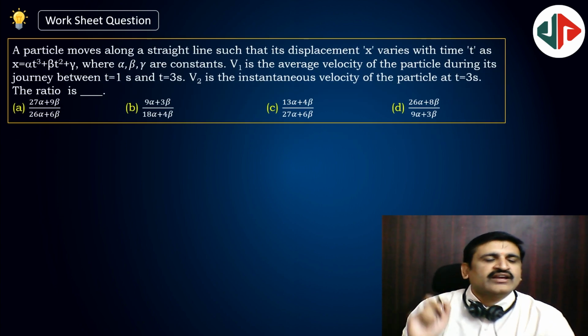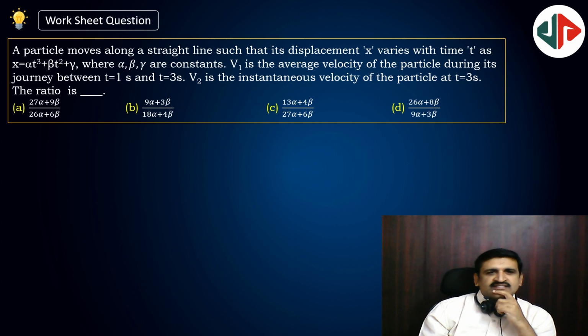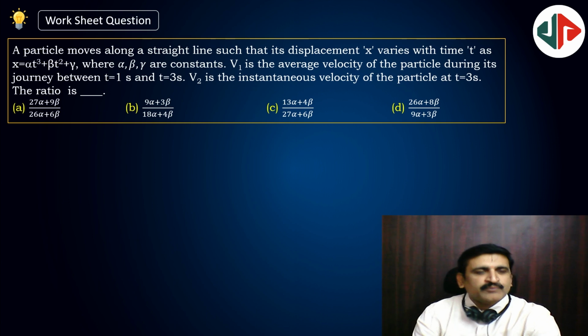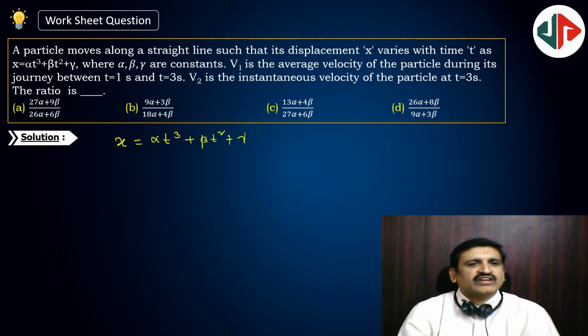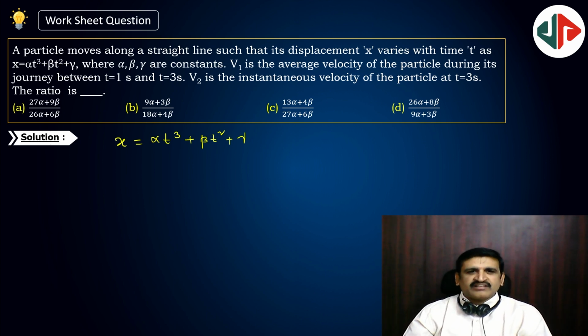A particle moves along a straight line such that its displacement x varies with time t as x = αt³ + βt² + γ, where α, β, γ are constants. V1 is the average velocity of the particle during its journey between t = 1 second and 3 seconds. V2 is the instantaneous velocity of the particle at 3 seconds. The ratio of average velocity to instantaneous velocity is asked.